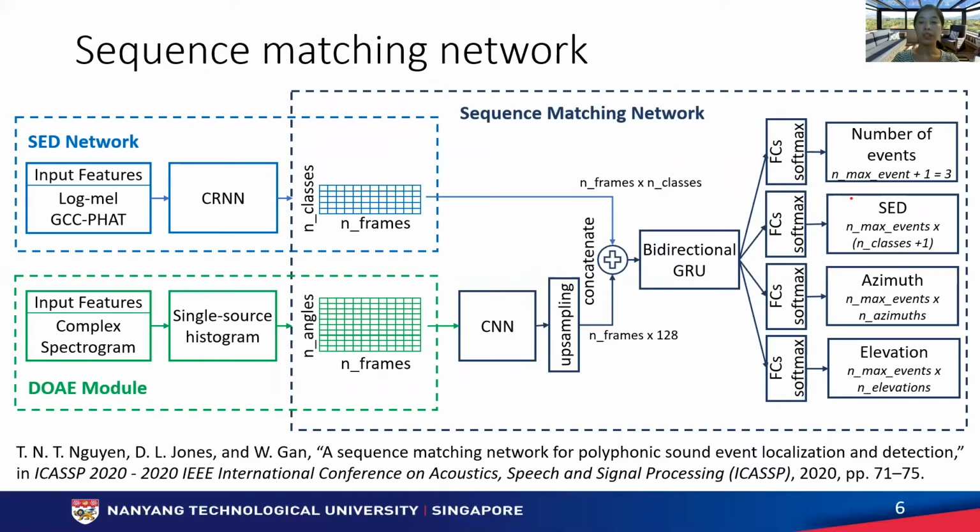Our previous research tackled the SELD problem differently. We solved SED and DOA estimation separately. After that, we trained a recurrent neural network to align the SED and DOA output sequences. The proposed sequence matching network also includes a convolutional network to learn the pattern from the raw DOA histograms. The experimental results show that this sequence matching network outperforms both the jointly trained SELD model and the two-stage approach.